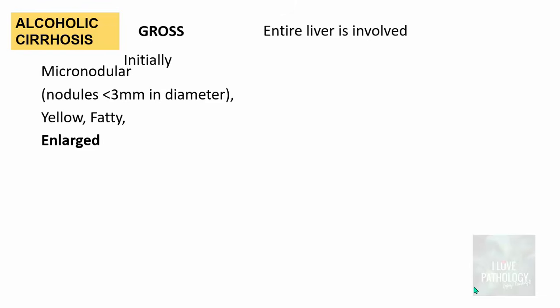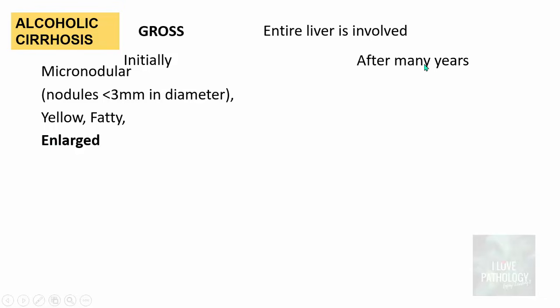Moving on to alcoholic cirrhosis, grossly the entire liver is involved. Cirrhosis, by definition, involves the entire liver. In the initial stages, the nodules which are formed are micronodular, meaning the nodules are less than 3 millimeters in diameter. The liver surface will be yellowish, it's fatty, and it is usually enlarged.